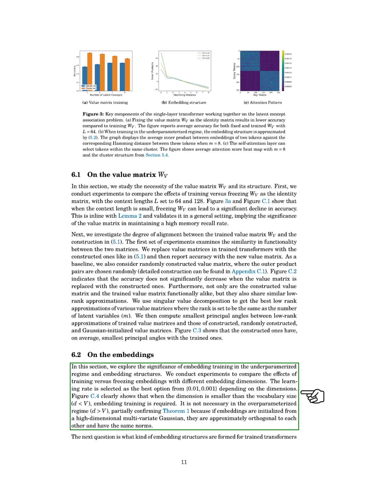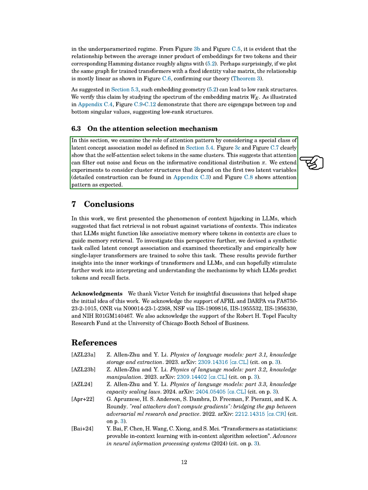By studying a specific class of latent concept association models, we observe that the attention mechanism effectively filters out noise and concentrates on relevant information. The experiments further confirm that attention selects tokens within the same clusters, highlighting its role in capturing informative conditional distributions.